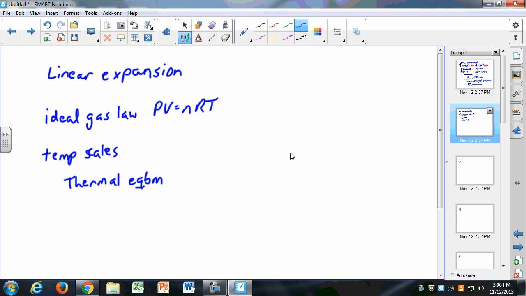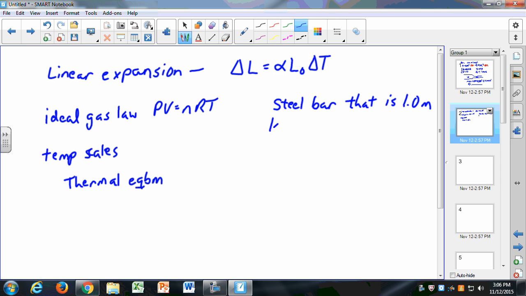Yeah, so linear expansion. If you have a material that you heat up, we can figure out how much it expands. So let's say that I have a steel bar that is 1 meter long. I heat it up by a change in temperature equal to, say, 100 degrees Celsius. And I want to know what's the new length of the bar. What is the new length?